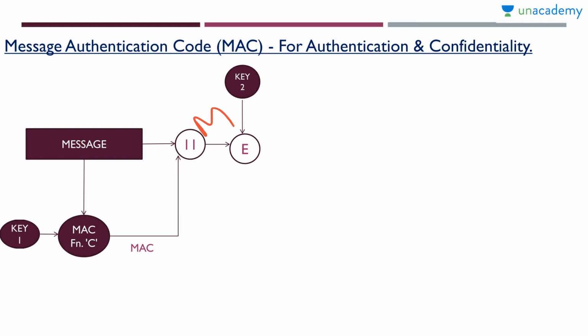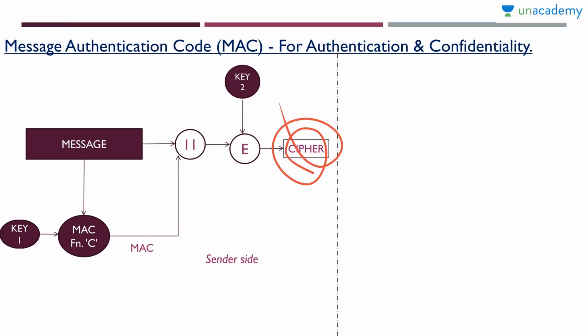Now this will be encrypted. So there will be an encryption algorithm and we'll use another key, key 2, and apply it to the encryption algorithm. The input is the appended message and MAC, which will be encrypted using key 2. Now what will be the output? It will be the cipher. In this cipher, there will be our message authentication code as well as the message.